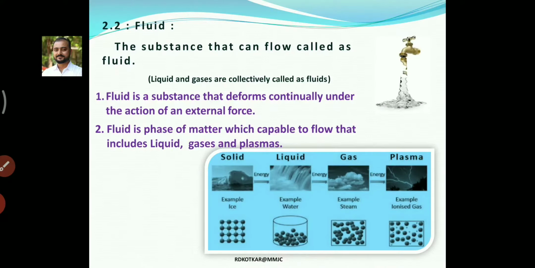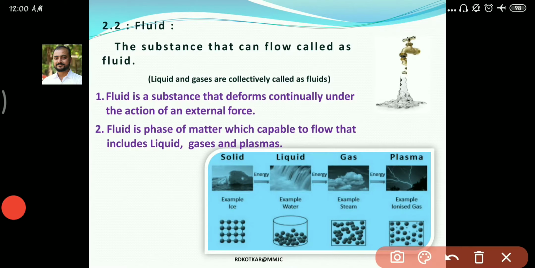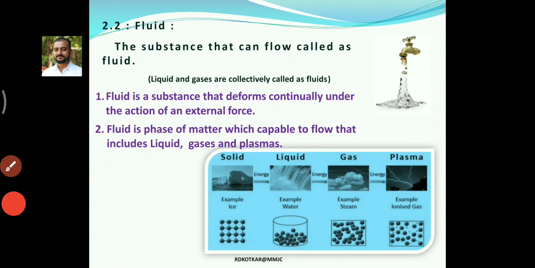So you can see here, in the case of solid we give the example of ice. In the case of liquid, we take the example of water. You can see here the atomic structure or the bonding between the atoms in the following diagram. Here the ice has a closely packed structure because it is a solid, while liquid has less bonding, while gases have even less bonding. And in plasma, the particles are much more separated.